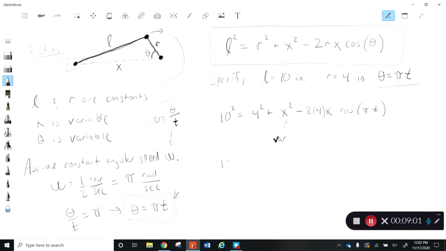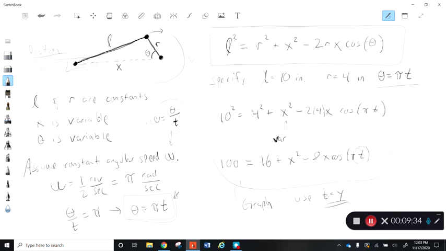All right, let's simplify this up a little bit. 100 equals 16 plus x squared minus 8x cosine of pi t. All right, so now we're going to graph this. Let's go back to Desmos and graph this. In order to graph it, we're going to use t equals y because I want to have x be x, so I'm going to use x on the x-axis, but we've got to have something on the y-axis, so I'm going to use the time on the y-axis.